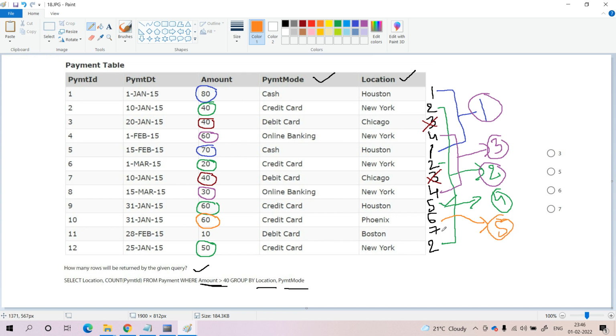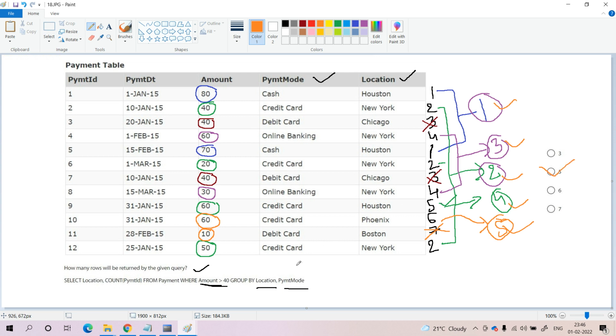Now, what about the last group, the seventh group? In the seventh group, the amount is 10, which is not at all greater than 40, so it is not possible to retrieve the seventh group. Out of all 7 groups, we have eliminated the third and seventh groups, and the remaining groups are the first, second, fourth, fifth, and sixth. So totally we are retrieving 1, 2, 3, 4, 5 records. For this entire question, the answer, out of all the 4 options, is 5.